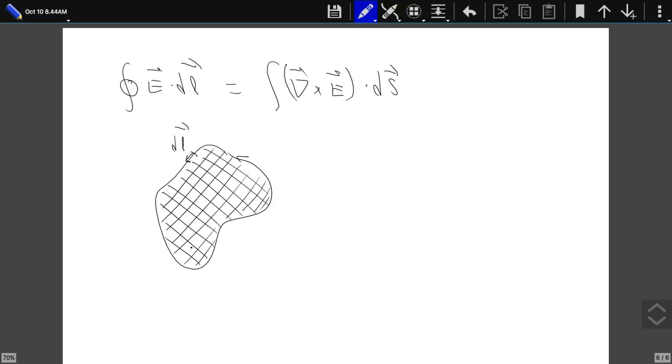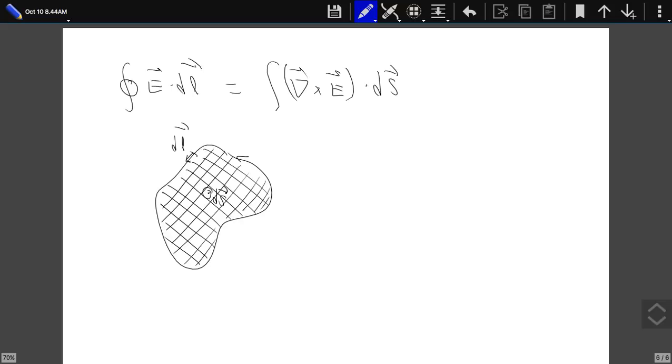For example, in this case, since the loop is going in the counterclockwise sense, if you use the right-hand rule, that is, curl your four fingers in the direction of the loop, then your thumb points in the direction of ds. So that uniquely defines ds. So here, for example, ds is in this direction. That is the direction of ds.